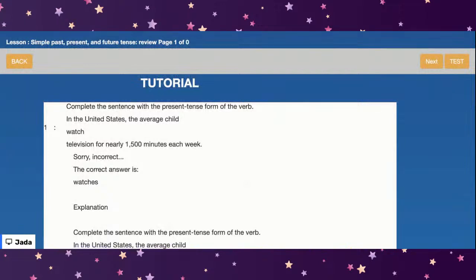And then for the past, we have the irregular past and then the regular past. Regular, where we can add ed, and the irregular, we cannot add ed.